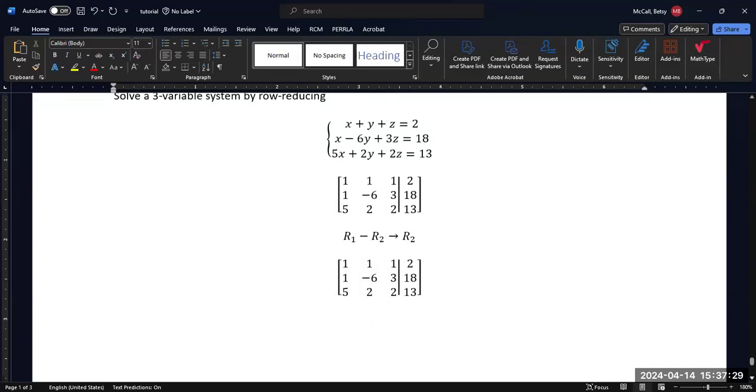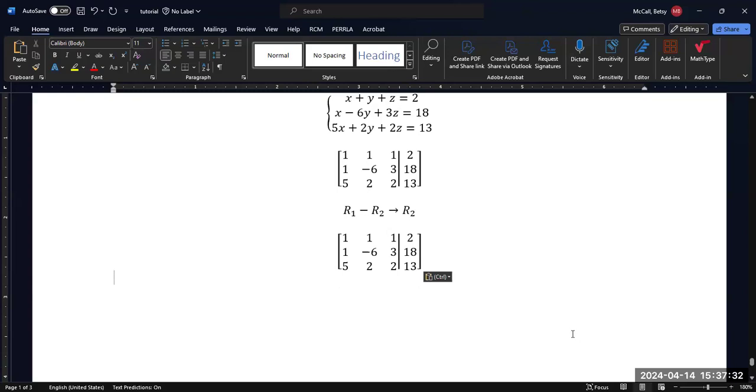Now, the first time you try to do this, it may be useful to actually write out the rows and the operations elsewhere on the side, but I'm going to do this component by component. So row 1 minus row 2 is going to give me 1 minus 1 is 0. And then in the next thing, I'm going to get 1 minus a -6. That's going to give me 1 plus 6, which is a 7. 1 minus 3 is going to give me a -2. And then 2 minus 18 is going to give me a -16.